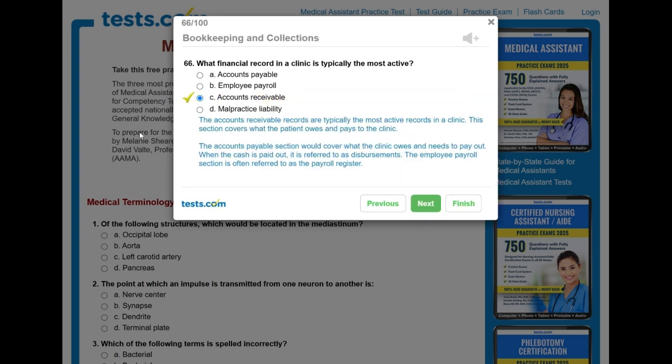C. Accounts receivable. The accounts receivable records are typically the most active records in a clinic. This section covers what the patient owes and pays to the clinic. The accounts payable section would cover what the clinic owes and needs to pay out. When the cash is paid out, it is referred to as disbursements. The employee payroll section is often referred to as the payroll register.